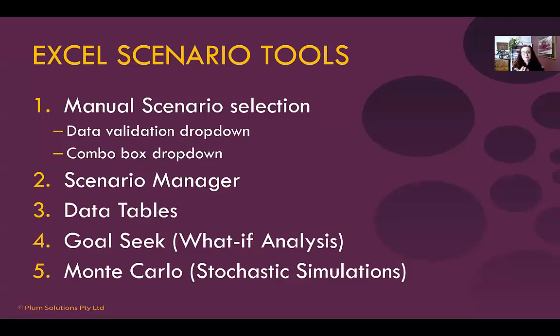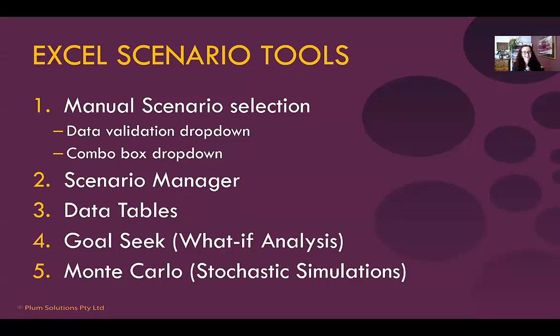So firstly, we'll talk about manual scenario selection, and that is by far the most common method of scenario selection. That could be either a drop-down, a combo drop-down, data validation drop-down, so some kind of manual or some sort of switches where you're manually changing the scenario and then all the numbers change. We'll also take a look at what Excel calls Scenario Manager. I'm not a huge fan, but I'll show you what it looks like anyway.